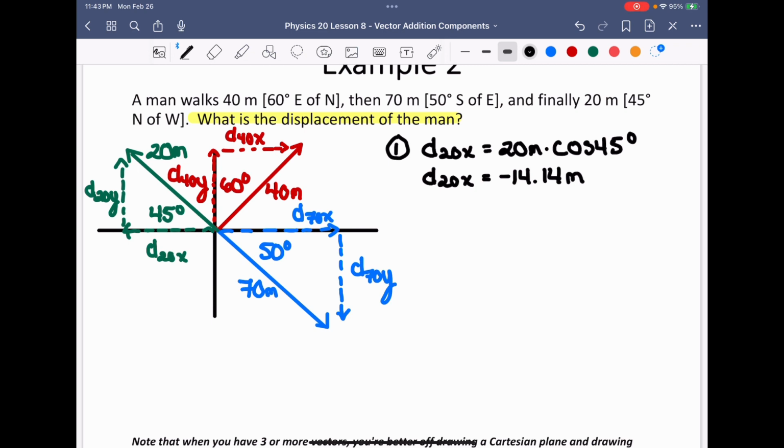Now, for my next dx, for whatever magnitude in terms of the displacement, let's go to the red triangle here. I want to solve for d40x. This revolves around going from the degree, opposite over hypotenuse. This is the sine ratio instead. And again, I'm going to use the short form. So d40x is equal to 20 meters multiplied by the sine of the 60 degrees. And when I get the value for this one, I get d40x is equal to positive 34.64.